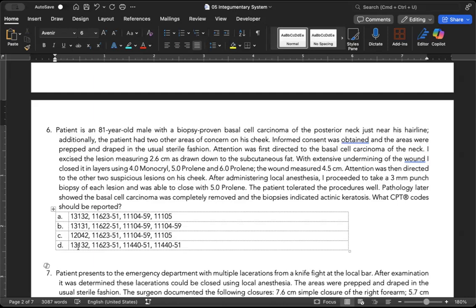So 13132 is a repair, complex, on the forehead, cheeks, chin, mouth, neck, axilla, genitalia, hands, or feet. And then it's 2.6 centimeters to 7.5 centimeters. So our complex repairs are going to be here. So we've got 4.5 centimeters for the complex repairs. Okay. So that falls between 2.6 and 7.5.